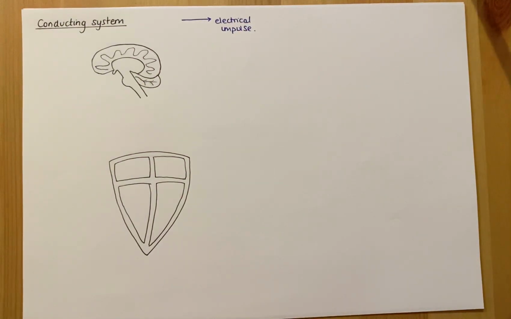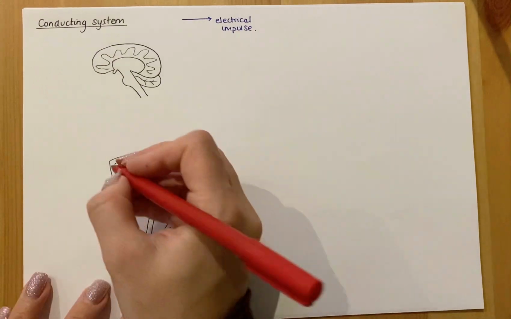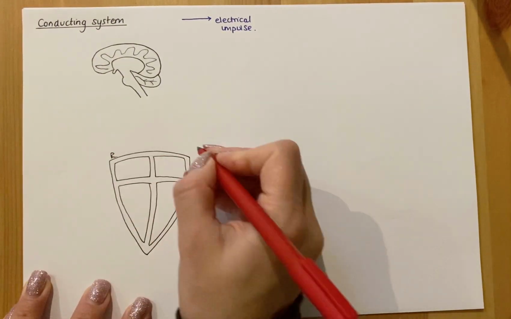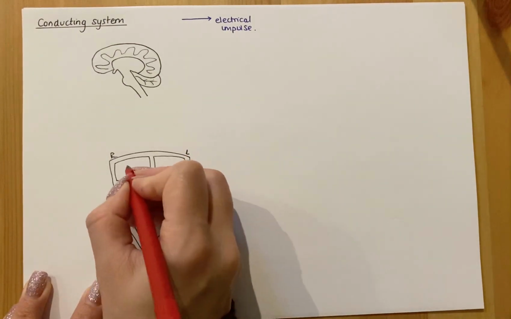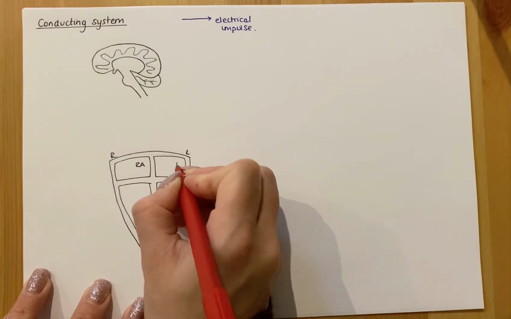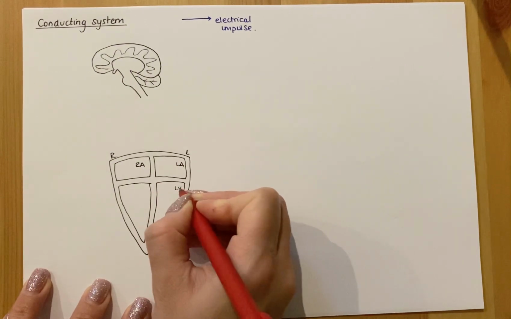Okay, so I'm going to describe the process of this, but first I'm going to label some key structures. So this, if you think about your heart again, would be the right side. This would be the left. So therefore this is the right atrium. Okay, left atrium, left ventricle, right ventricle.